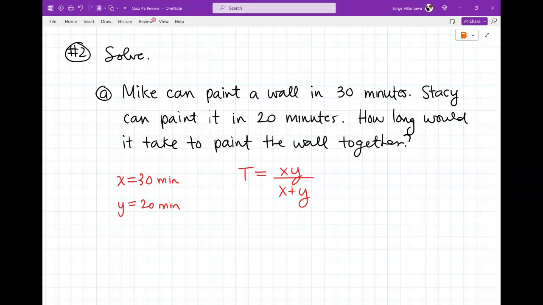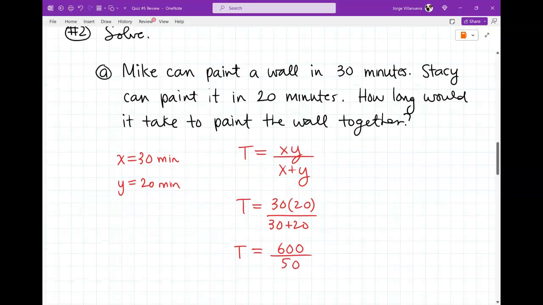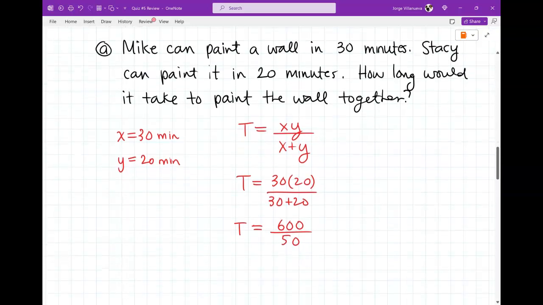So all I got to do is plug it in, solve for t, right? The together time. So t is equal to 30 times 20 over 30 plus 20. So that's 600 divided by 50. Okay? So I know I can cancel out zeros, because it's like dividing by 10. I can cancel those out. 60 divided by 5, that's 12. So it takes them 12 minutes. Okay, 12 minutes together.